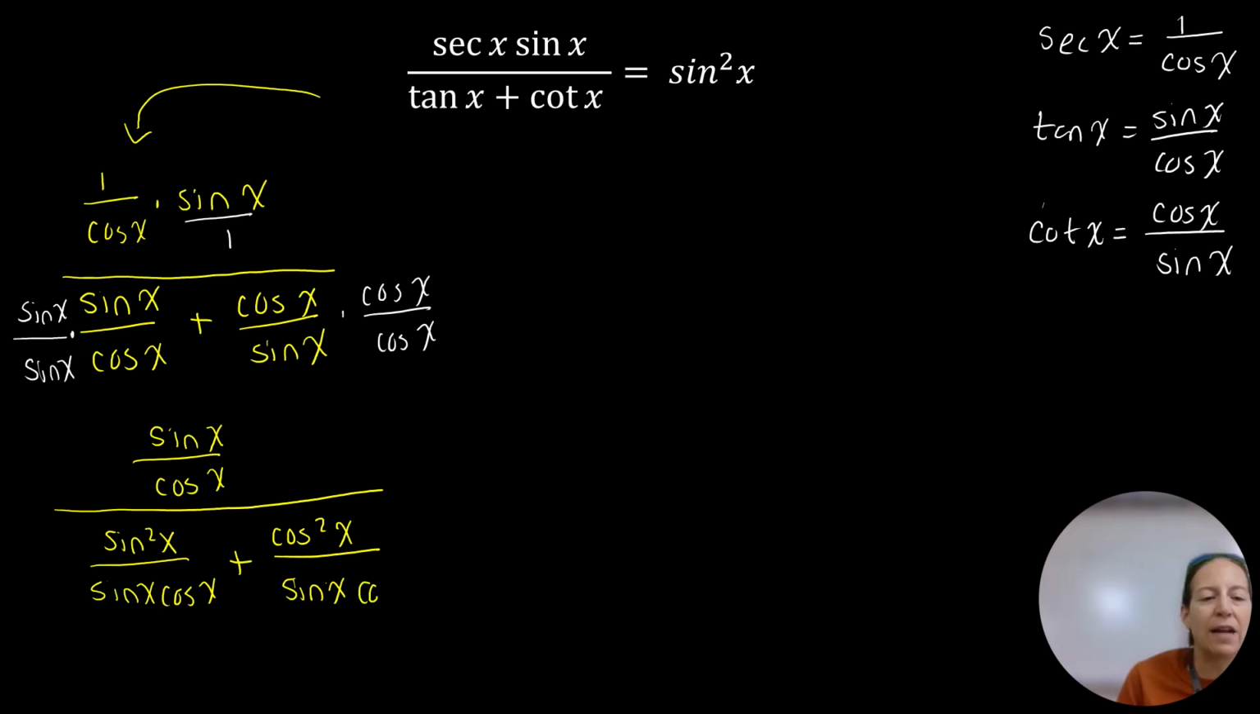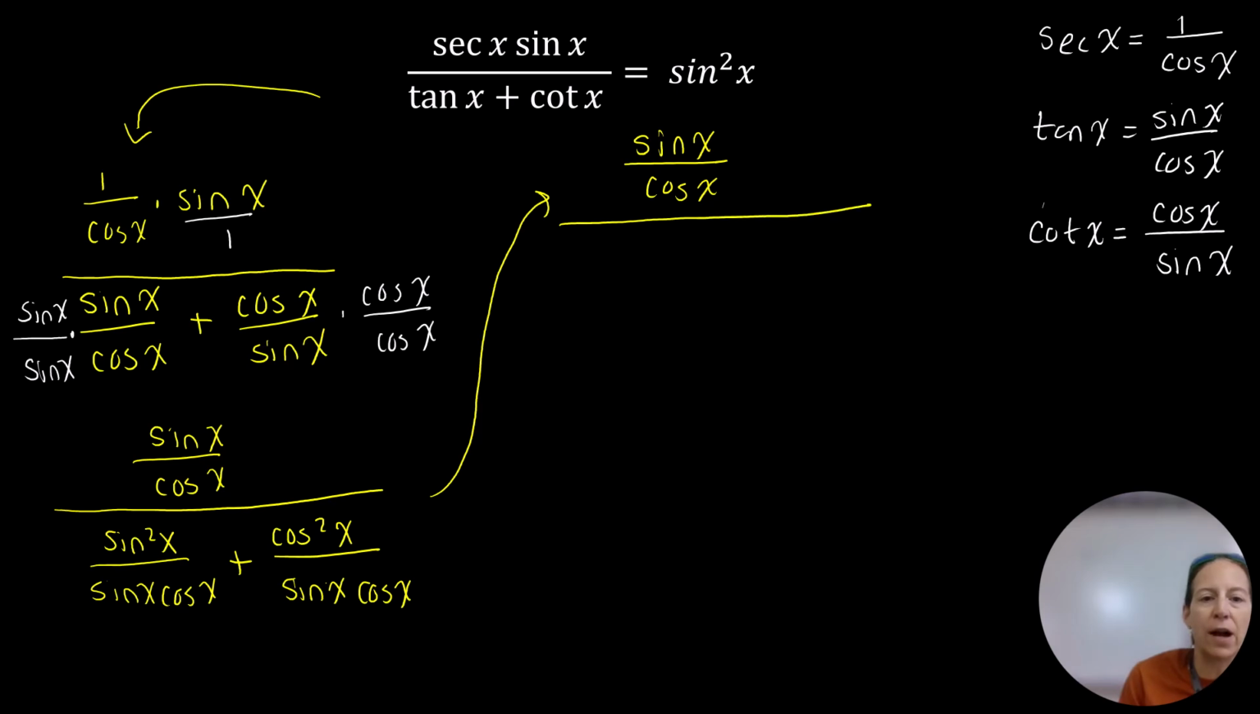And here you've got a couple of options. I think I'm going to add those fractions together in my denominator before I deal with the super huge fraction. So I'm going to keep the numerator the same. I'm not doing anything with the numerator. And in my denominator, I'm now going to add those together. So we have sine squared plus cosine squared all over sine x cosine x.